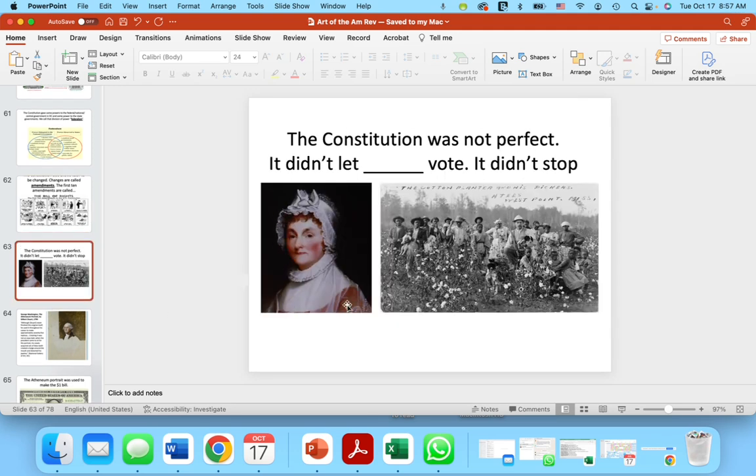It didn't let some people vote, it didn't let women vote, and it did not stop slavery. So it made progress. It was stronger than the weaker Articles of Confederation, but it was not perfect. I go back to my theme in American history. We're making progress, but not perfection.